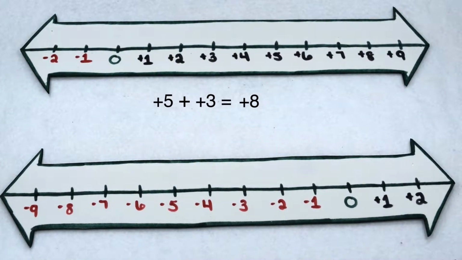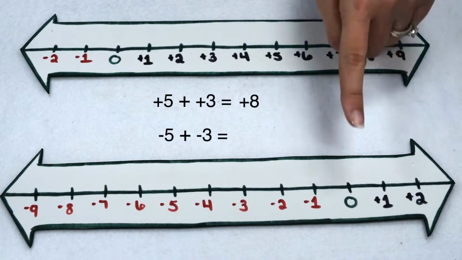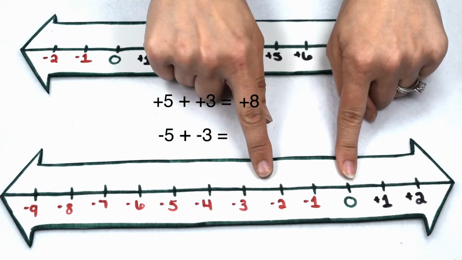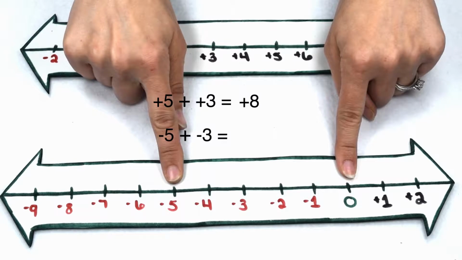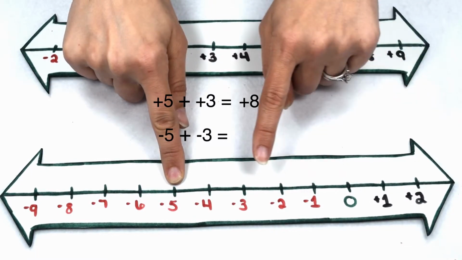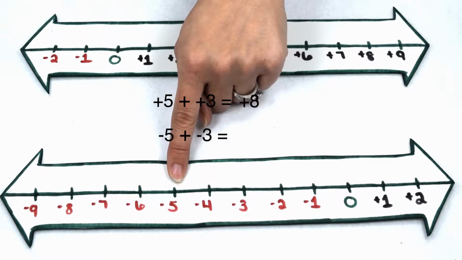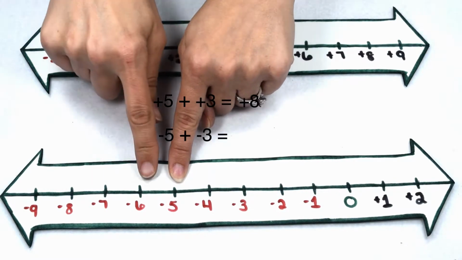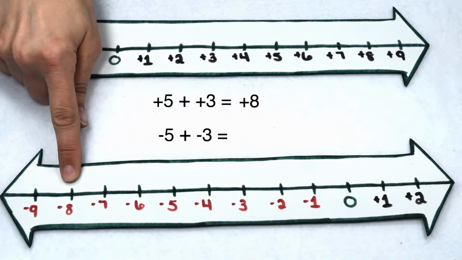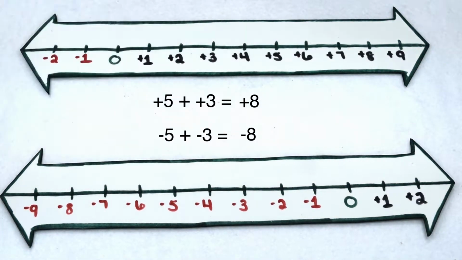Let's use that same idea to add with negatives. Negative 5 plus negative 3. Again, I'm going to start from 0. Negative 5 tells me I need to go 5 spaces, but the negative sign tells me this time it needs to be to the left. So 5 spaces to the left of 0 lands me at negative 5. From there, I need to add another negative 3. So this means I'm going to go 3 spaces to the left. 3 spaces to the left lands me at negative 8. So negative 5 plus negative 3 gives me negative 8.